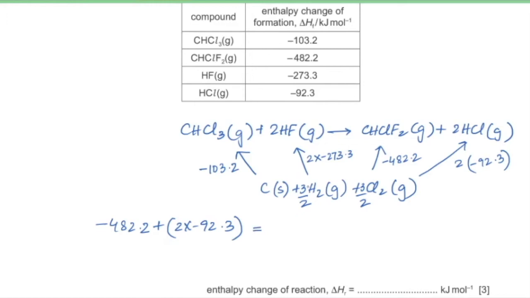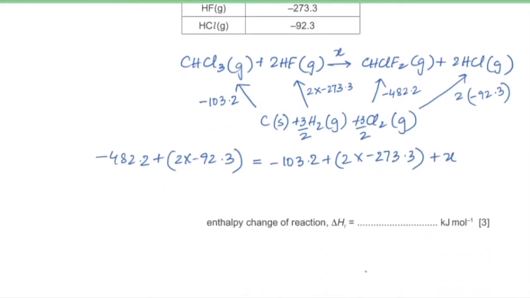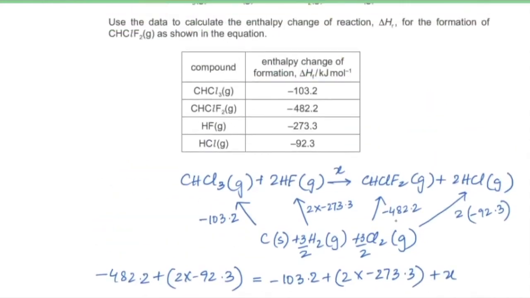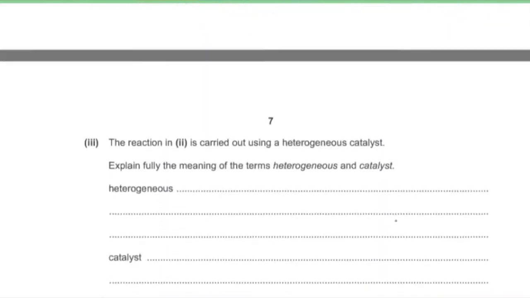The indirect route is from these elements in their standard states to first CHCl3 plus 2 moles of HF, and then again to CHClF2 plus 2 moles of HCl, while this is unknown to us. So negative 103.2 plus 2 moles of HF, which is 273.3, plus X. So when you rearrange your equation, you will have the value for X as negative 17 kilojoules per mole. This is the enthalpy change for this reaction of formation of CHClF2 and 2 moles of HCl.